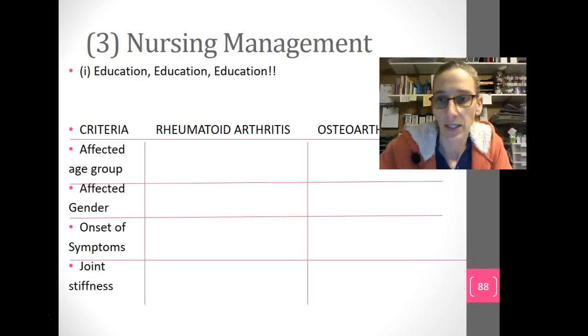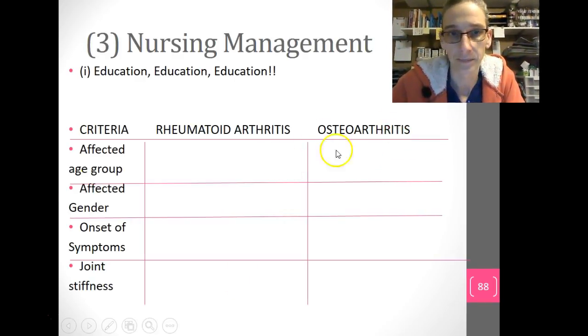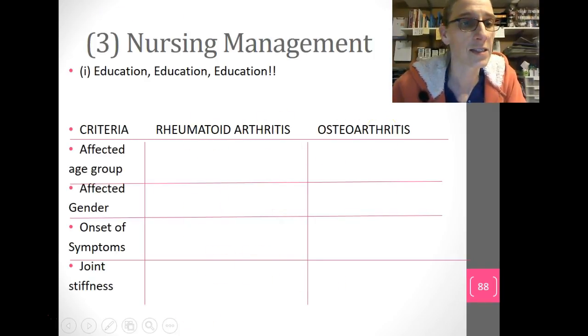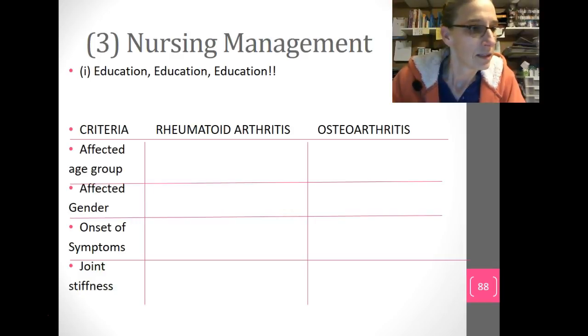All right, so criteria. Let me move here. The criteria, rheumatoid arthritis and osteoarthritis. So I made you a little chart here. Hopefully you'll fill this in: the affected age group, the affected gender, the onset of symptoms, and joint stiffness. I'm going to let you guys fill that in. And you're going to need to know this stuff, so fill this in.